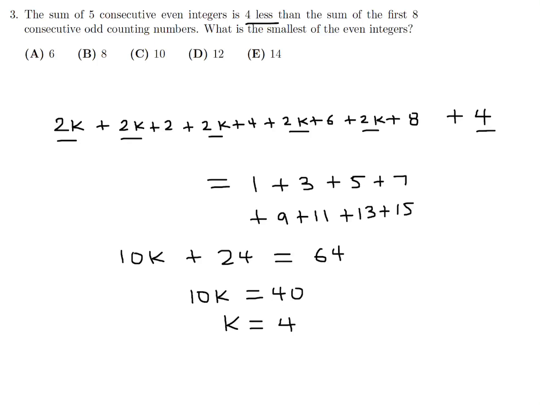Now they want the smallest of the even integers. The smallest of those even integers is this guy right here, 2k. So that means 2k would be 8. And therefore number 3, the answer is B.